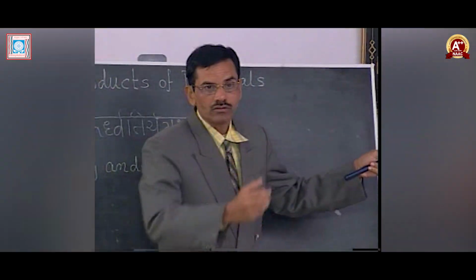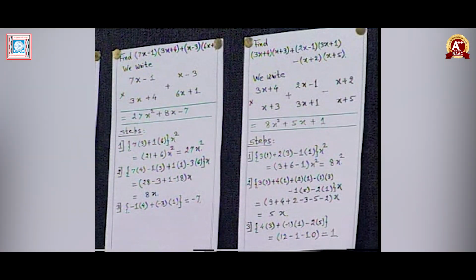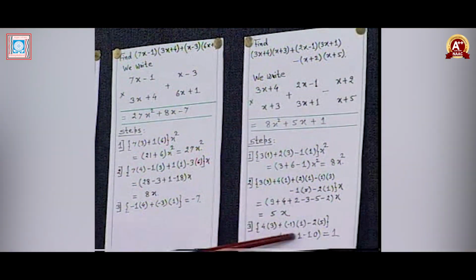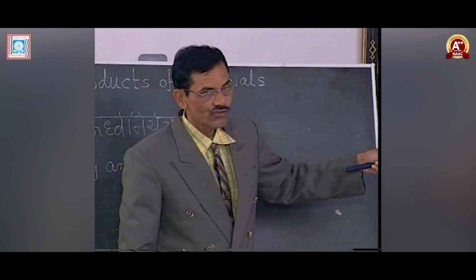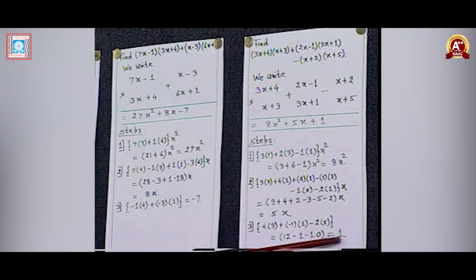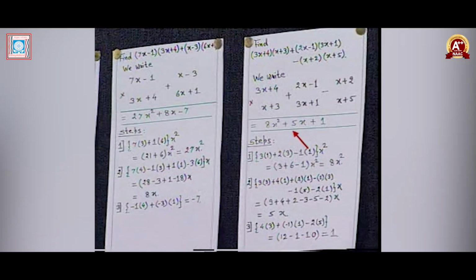The last one, step number 3. 4 into 3, plus minus 1 into 1, minus 2 into 5. That is 12, then minus 1, then minus 10. So 12 minus 1 minus 10 gives 1. Final answer: 8x squared plus 5x plus 1.